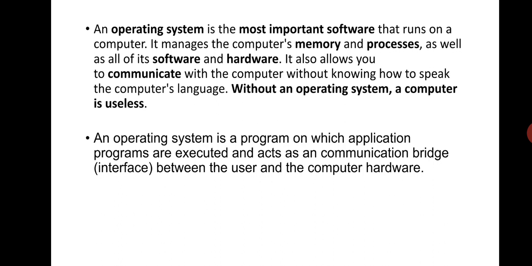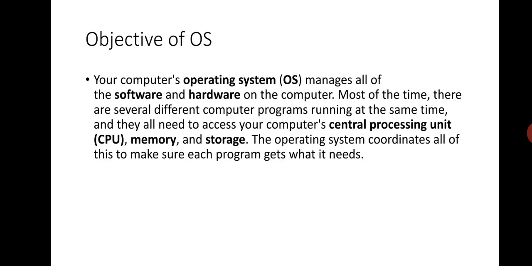So simply, operating system is the interface between computer user and computer hardware, and it controls peripheral devices, memory management, file management, process management and handling input output of a particular system. An operating system is a program on which application programs are executed and it acts as a communication bridge between the user and computer hardware, we can say in simple language.